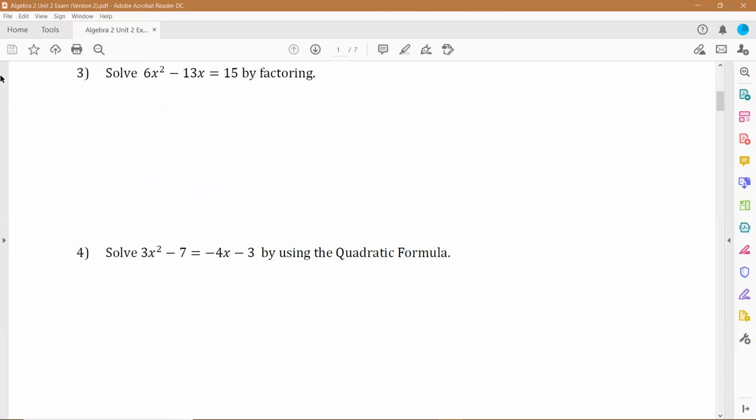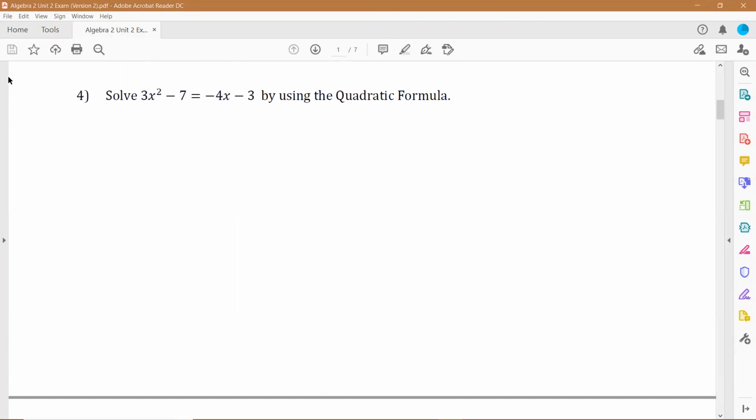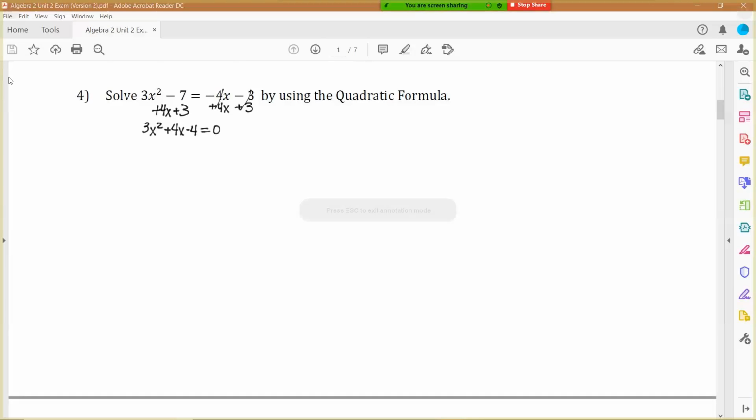I'm gonna clear it and scroll up, because question number 4 is gonna use a little bit of room. So question number 4, again, we're given a quadratic, but this time my instructions say to solve using the quadratic formula. The quadratic formula is on your reference sheet, so you have it. But before you can use it, you want to get 0 on one side by adding 4x and adding 3. So when I do that, I get 3x squared plus 4x minus 4 equals 0.